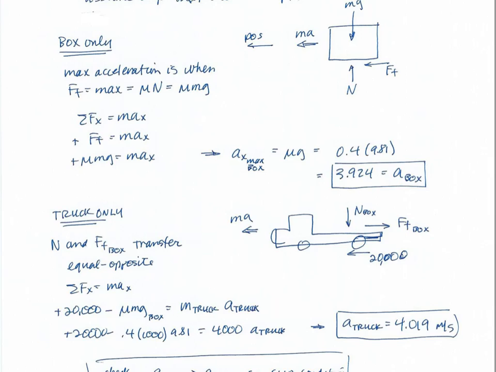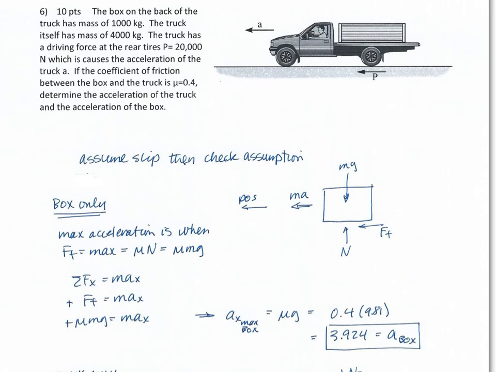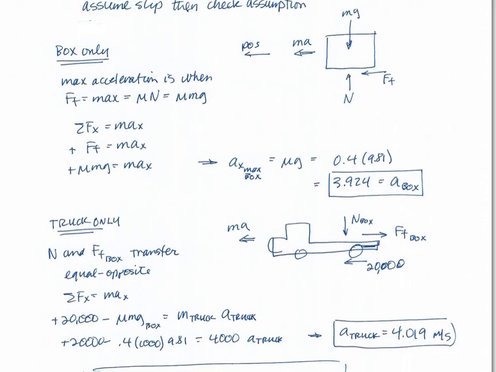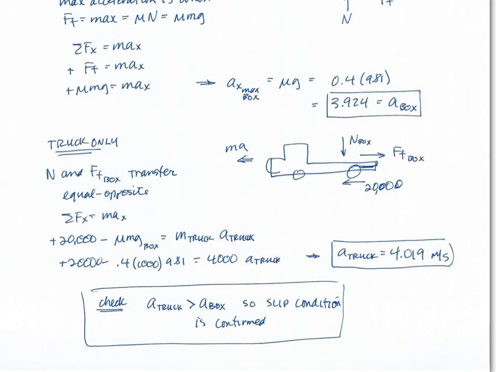Or 4.019. Now, how do you know if it's slipping or not? Well, the best way to look at this is, just looking at the picture, the box cannot go faster than the truck. It just can't. It can't accelerate faster than the truck. So when you resolve it, if you get the truck accelerating faster than the box, then you have confirmed your slip condition. And that's what I did down here. Because the acceleration of the truck is greater than the acceleration of the box, the slip condition is confirmed, so I knew that I made the correct assumption.